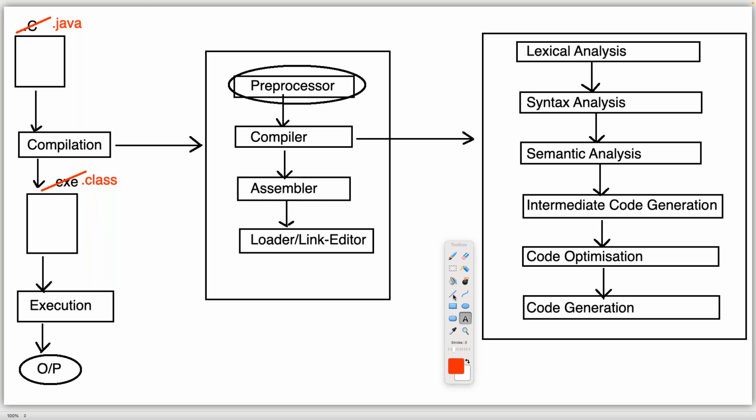Execution process is okay. Now tell me, in Java, what is not available? The entire compilation internal structure is the same, but one thing is not required. What is that? The preprocessor is not required. That's it. The remaining diagram is as it is. No need to think about it.